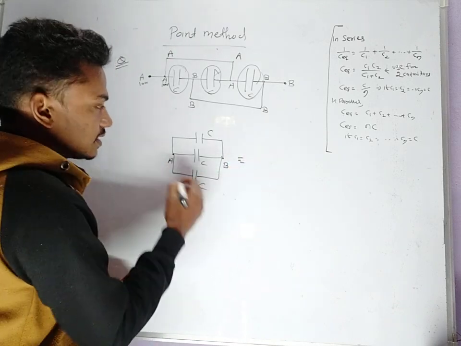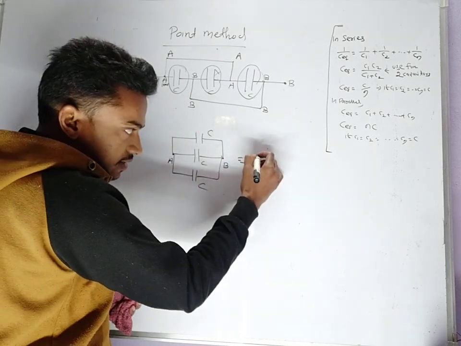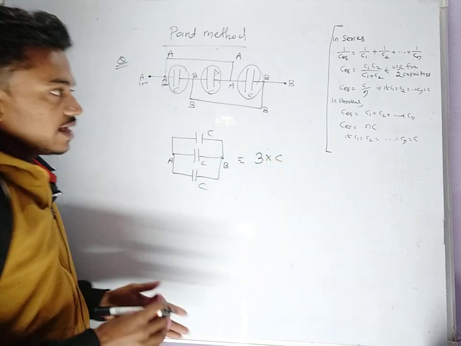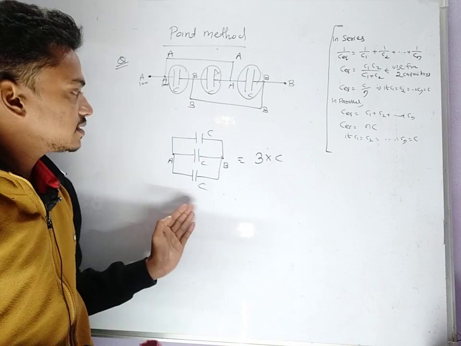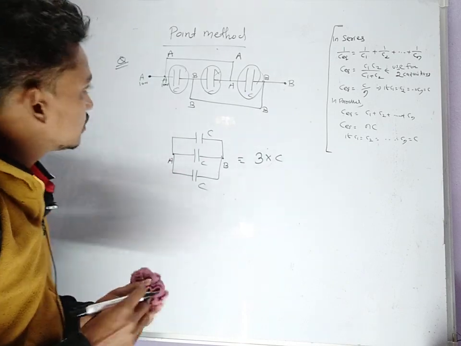So the equivalent capacitance will be 3 times C, that is NC. Similarly, C1 plus C2 plus C3. In parallel grouping, capacitors are simply added.